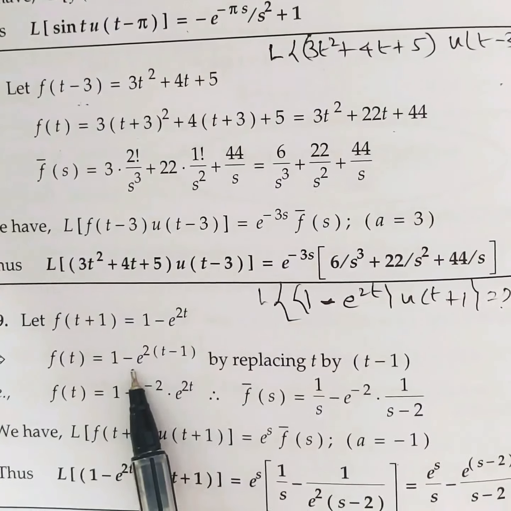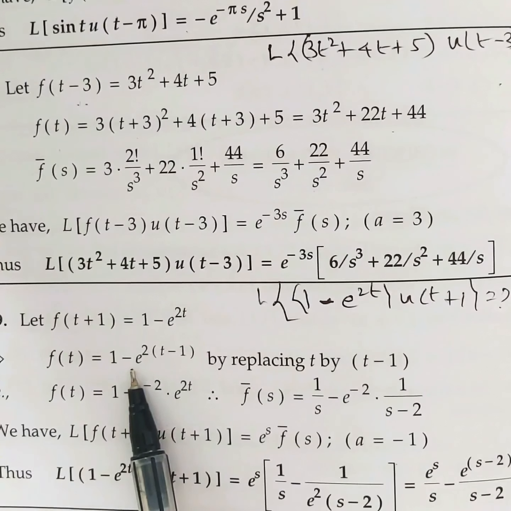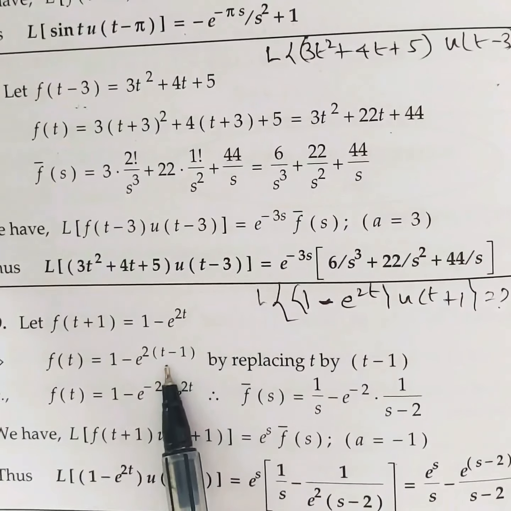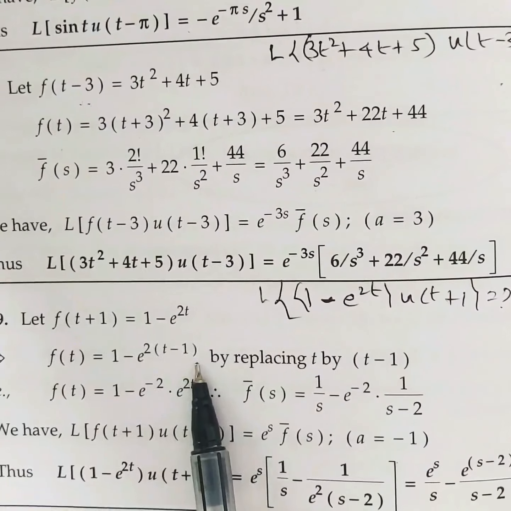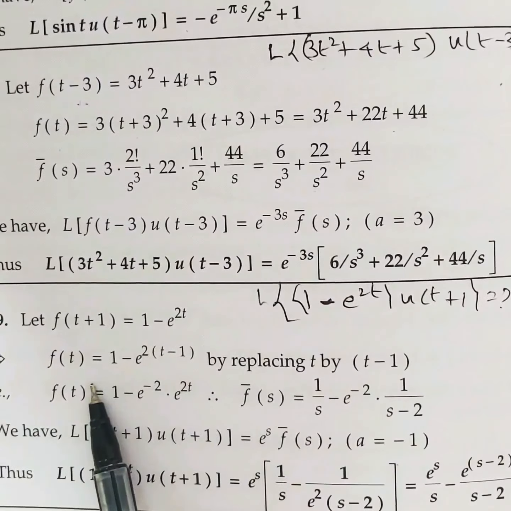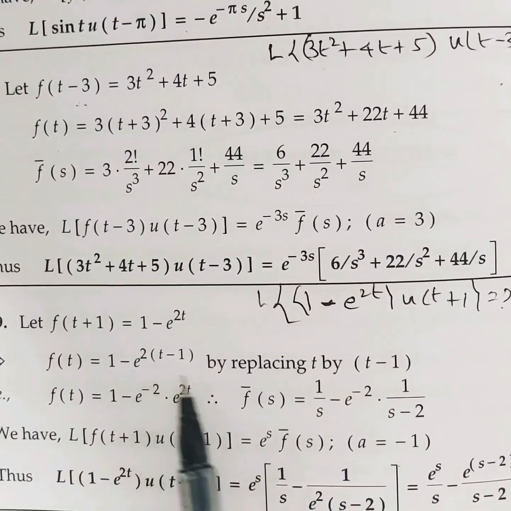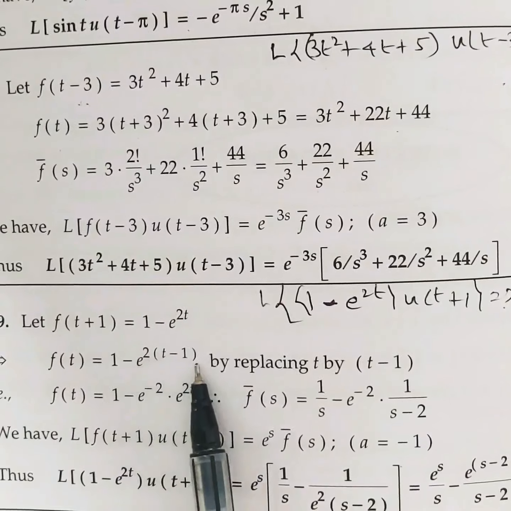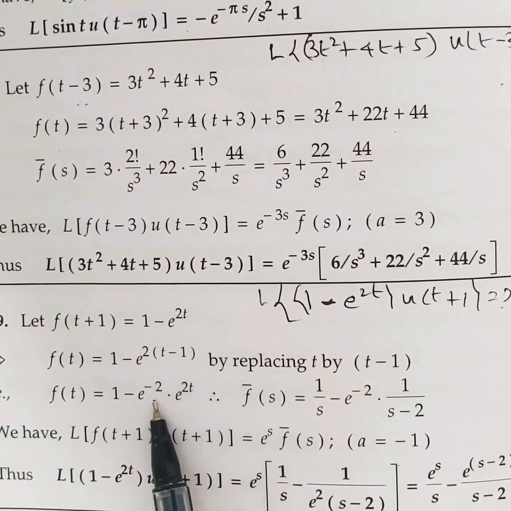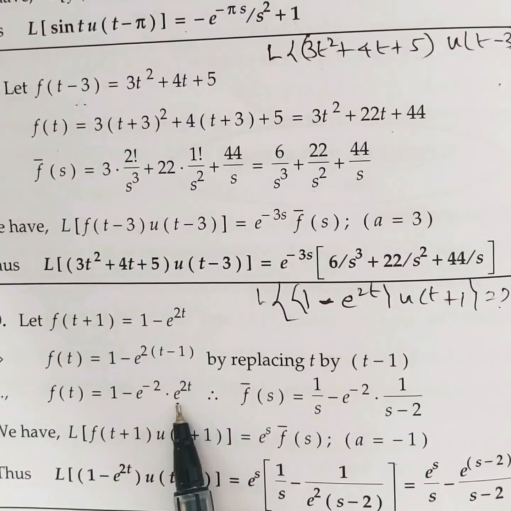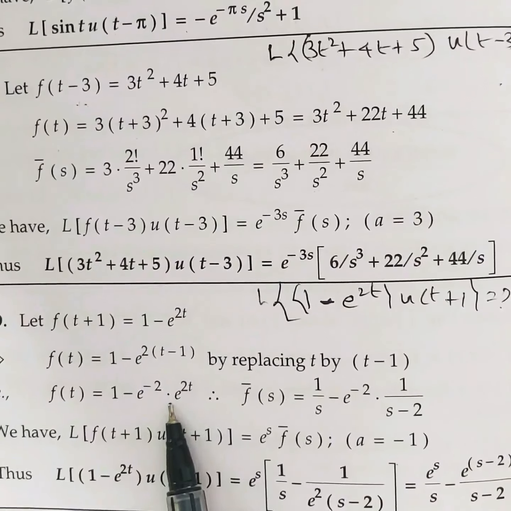So replace t by t minus 1. So 1 minus e power 2 into, in the place of t I have replaced t minus 1. This is your function f of t. This you can split it, e power 2t into e power minus 2. Correct? E power minus 2 is just a constant. For e power 2t only you have to find the Laplace transform. Now you can apply Laplace transform.